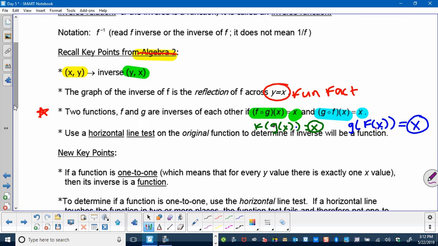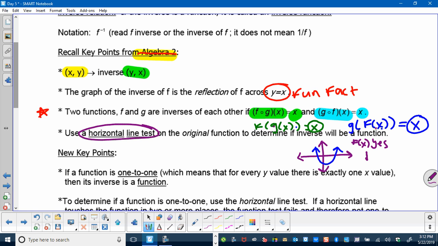And our last bullet point from Algebra 2, the horizontal line test. You're like, wait a minute, Ms. Schweitzer, it's supposed to be vertical line test. Well, the horizontal line test is to tell if the inverse will be a function. So if I drew an xy axis and my favorite graph ever, a parabola, does that pass the vertical line test? Yes, that means that f of x is a function.